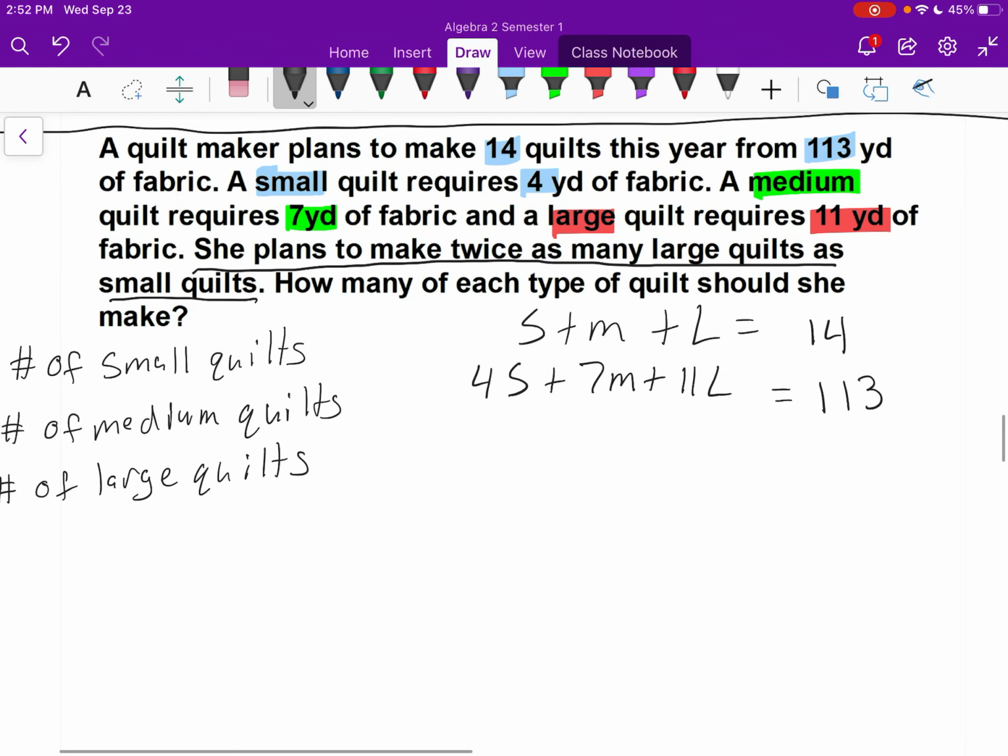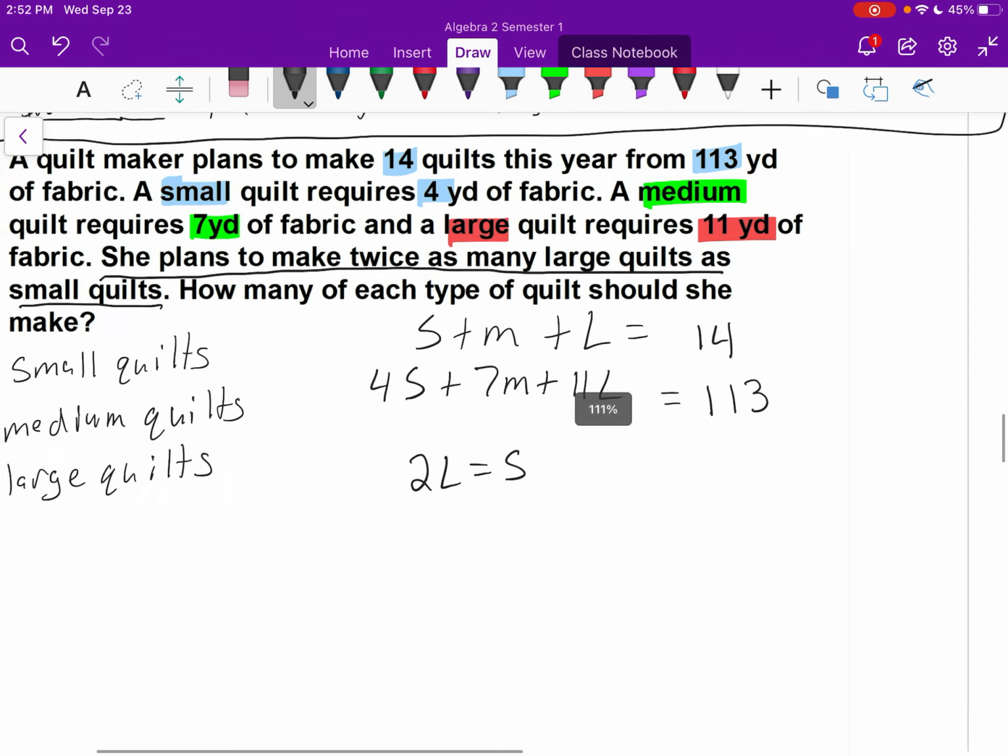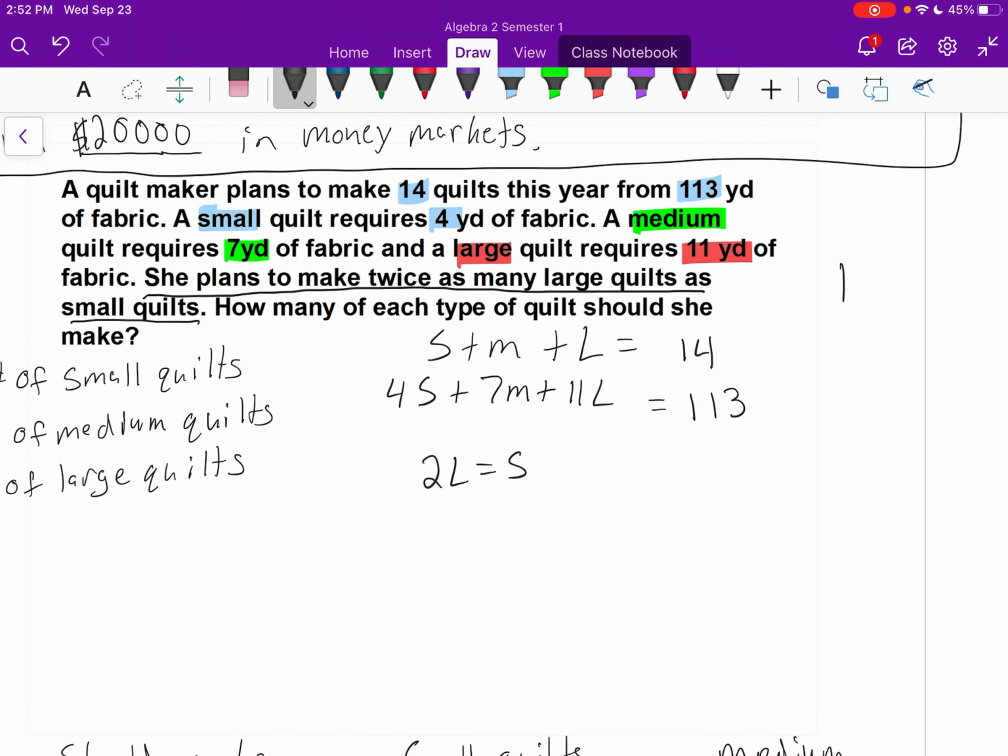Okay, now the last equation is the one that's kind of tricky. She plans to make twice as many large quilts as small quilts. Okay, so a lot of people will say 2 times L equals S. But let's think about this. If she makes 10 large quilts, she's making twice as many large quilts, meaning she would have to make 5 small. If we plug that into the equation that we just created, 2 times 10 equals 5. That's not true.